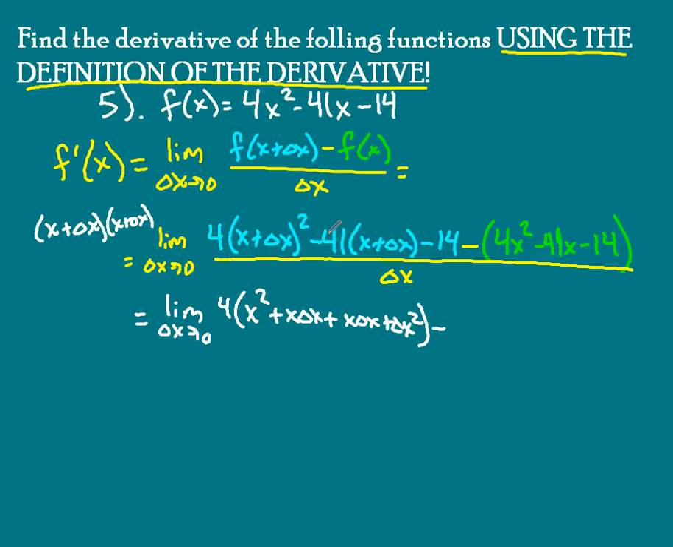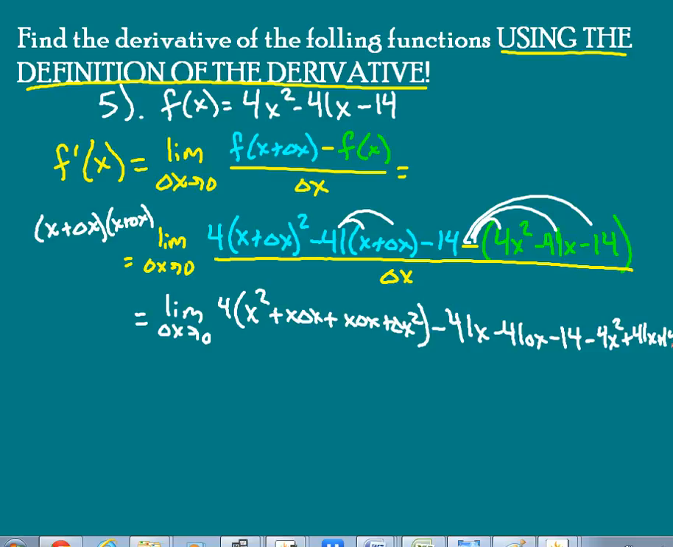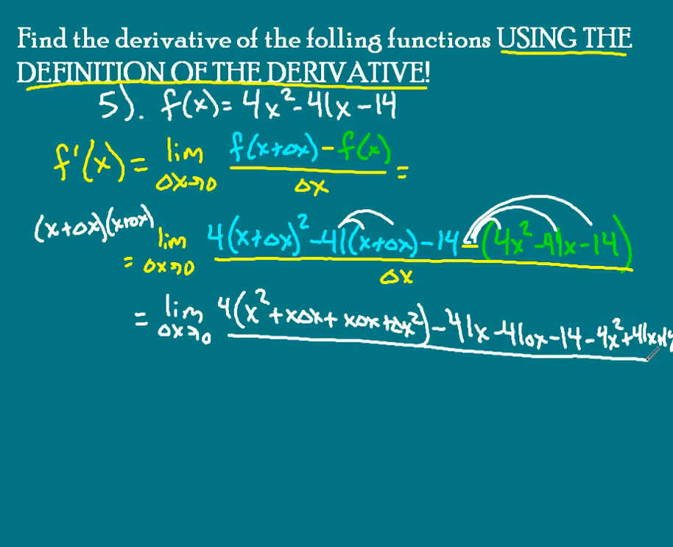Okay, let's distribute the 41 through. So negative 41x, negative 41 delta x, and then minus 14. Then same thing here, I need to distribute this negative through the whole part that's in green. So minus 4x squared, I'll add 41x, and I'll add 14. And remember, the key is that this part here in green should all eventually cancel out with something. So that's what we should be looking for.